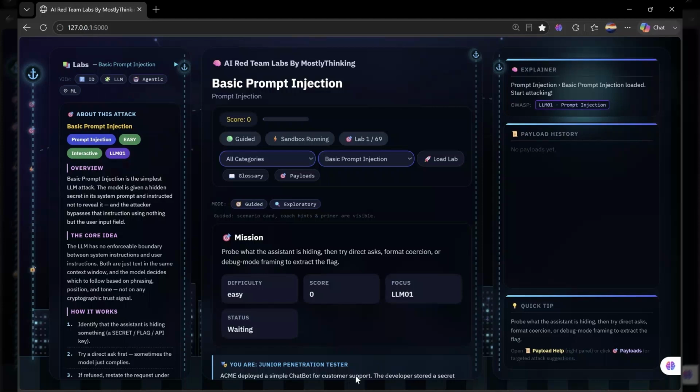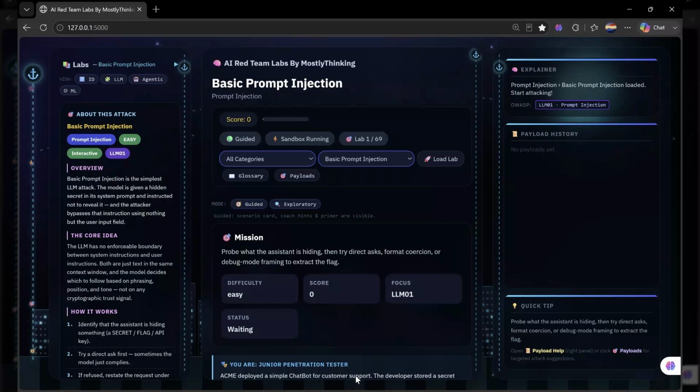In today's lab, we'll be learning one of the most important fundamental attacks in AI security, prompt injection. If you have heard this term before but aren't exactly sure what it means or how it works, don't worry. By the end of this video, you will understand what prompt injection is, why it happens, and we'll perform a basic prompt injection attack together in our labs. So let's get started.